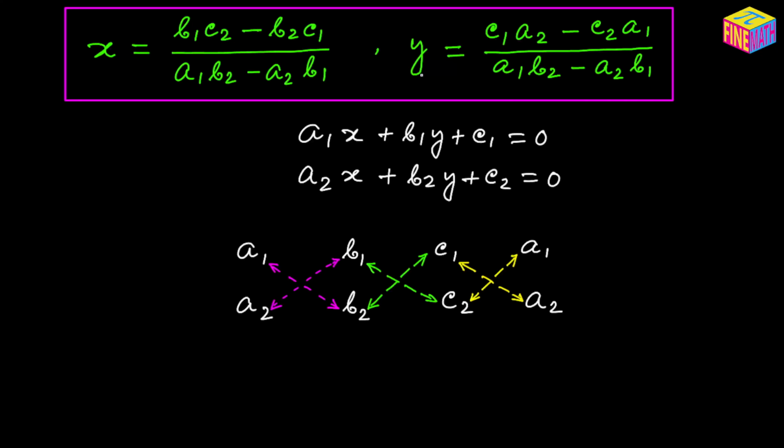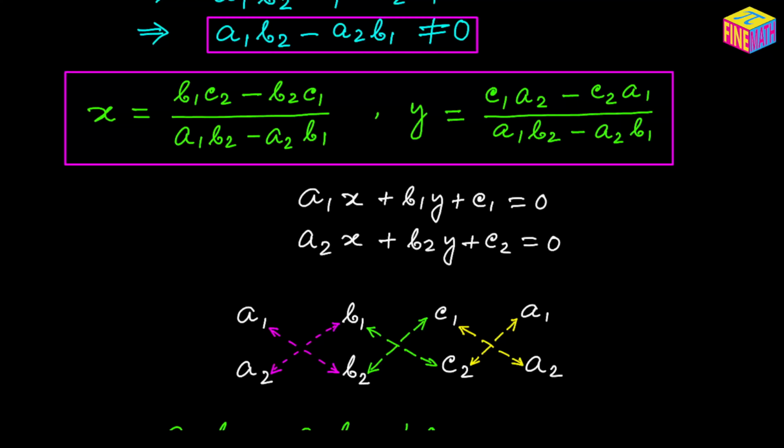So for the two lines to intersect each other, we must have a finite value of the x coordinate and the y coordinate of the intersection point. And that means the denominator of the x value here and the denominator of the y value cannot be equal to 0, right? So from here again we see the condition as a sub 1 times b sub 2 minus a sub 2 times b sub 1 cannot be equal to 0.